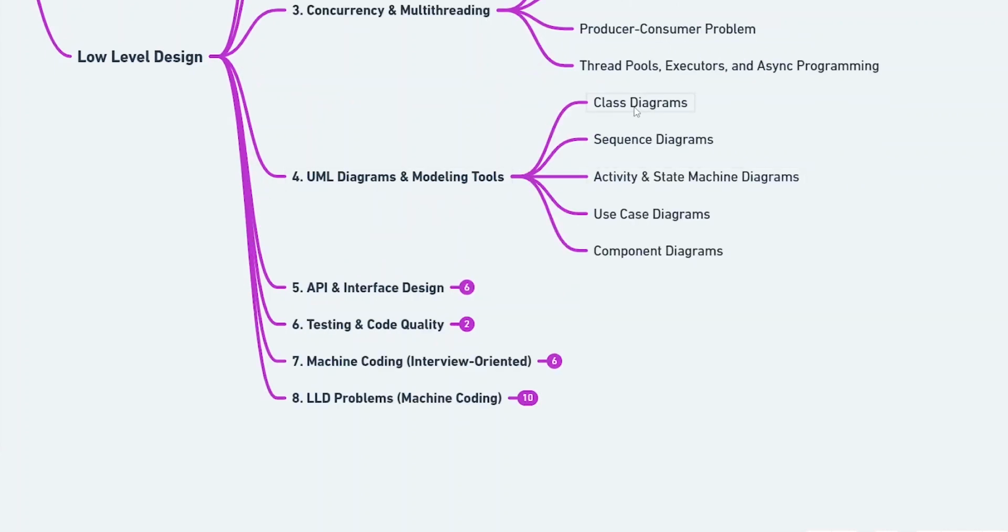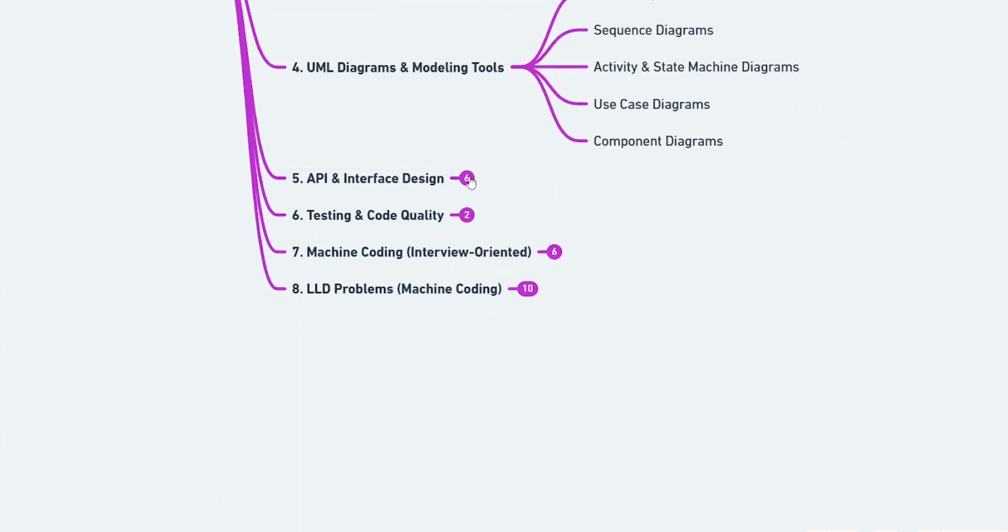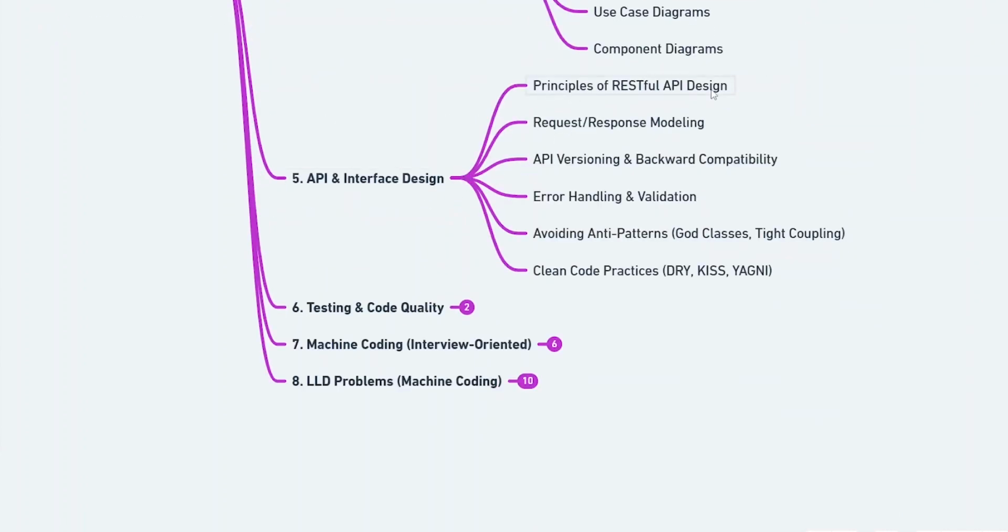If you check the system design interview experiences, then class diagrams, sequence diagrams, and component diagrams are very common in interviews. In API designing, APIs should be simple, versioned, and backward compatible. Clear APIs make life easier for other developers. Here we have to study some of the principles like RESTful API design, request-response modeling, API versioning and backward compatibility, error handling and validation, avoiding anti-patterns like God classes, tight coupling, etc. And we also have to follow some of the clean code practices as mentioned here.